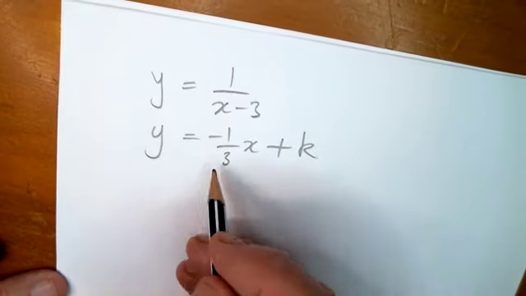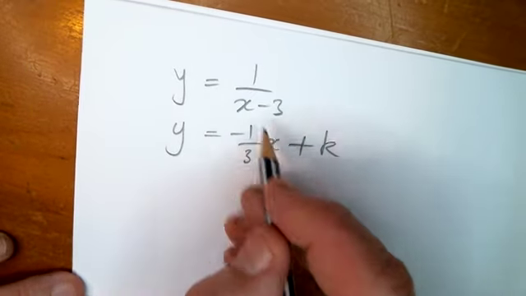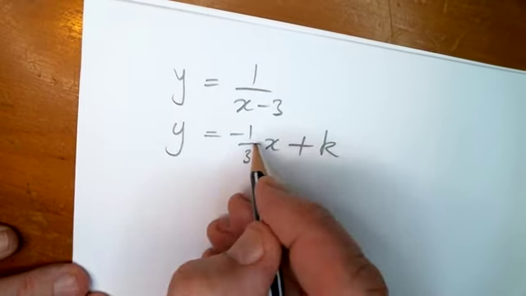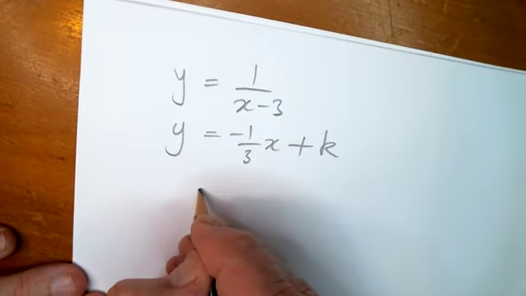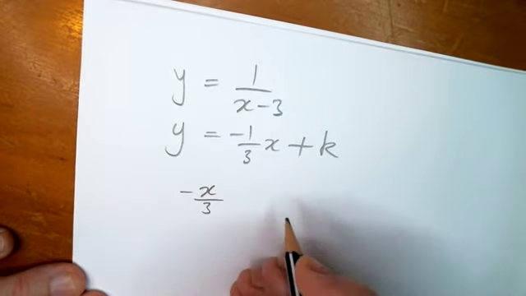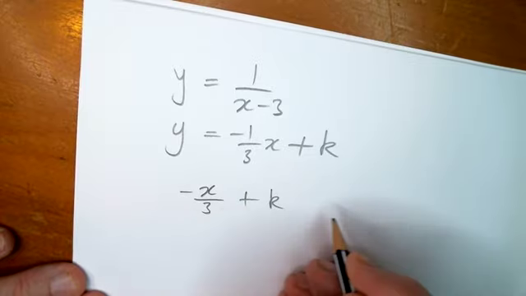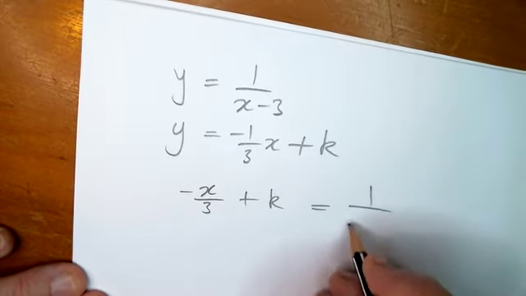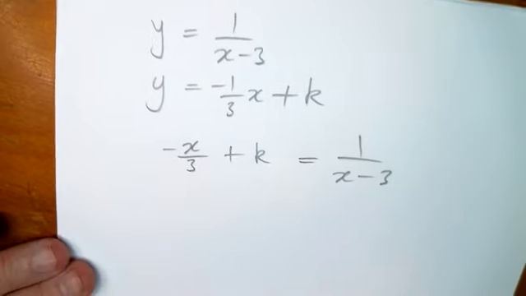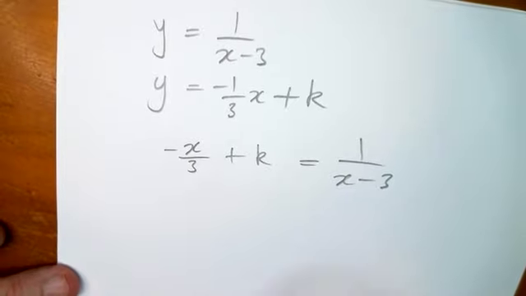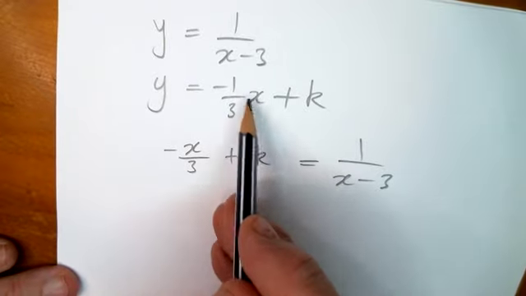So first job is to make them equal to each other. So I'm going to go negative. In fact, I'm going to rewrite this. I rather like it as x on 3. Negative x on 3 plus k is equal to 1 over x minus 3. Much nicer way of saying it. It's got slightly less components as well if I do it that way. It's because I've got the x now as part of the numerator.